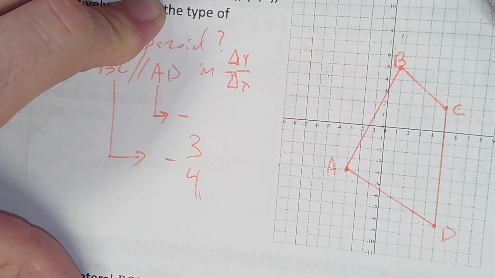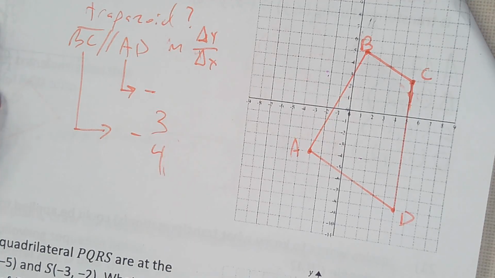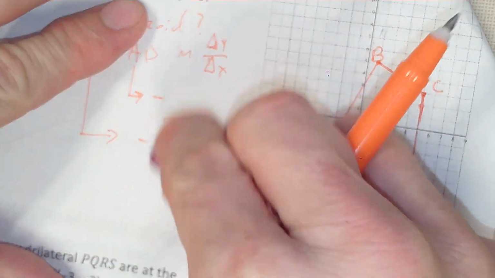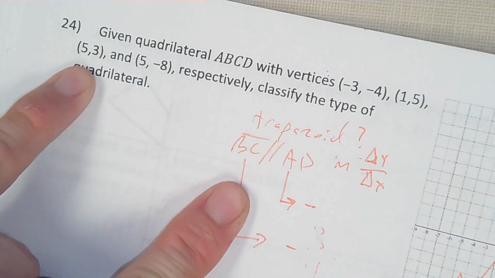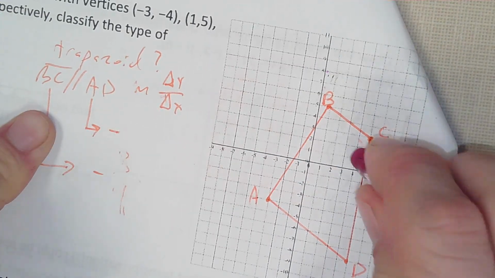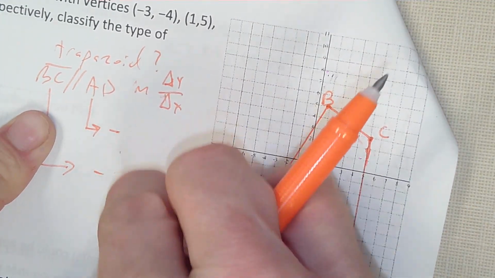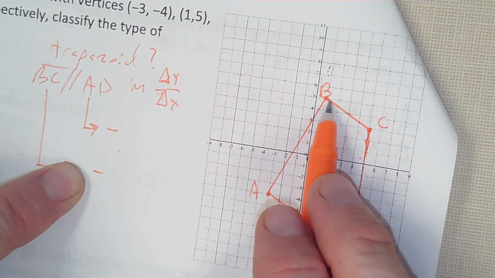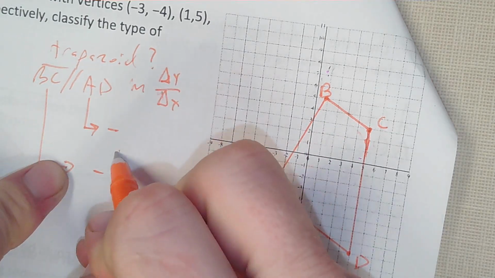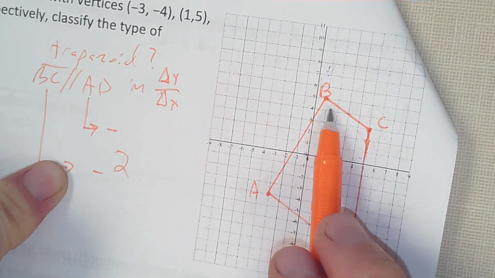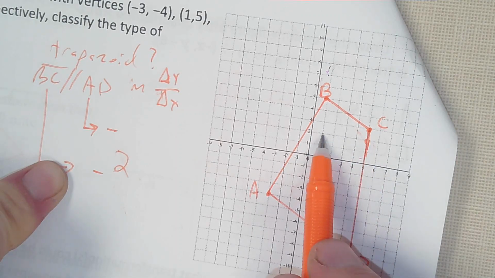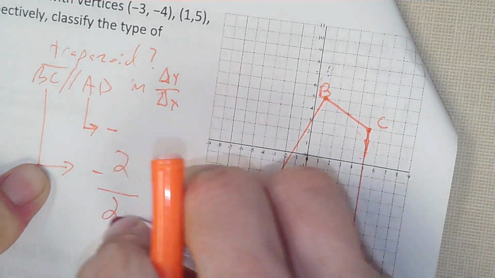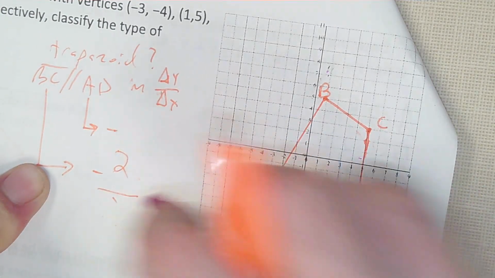Check those points again. Thought there was something fishy going on. I plotted C wrong, right? C was plotted at 5, 3 and not 5, 2. So I replotted it, and let's do the math again. Sorry about that. Right, so the change in y is actually 2. It goes 1, 2. So the change in y is 2, and then my change in x is 4. It's negative 2/4. Did I write a 2? I don't know. It's negative 2/4.